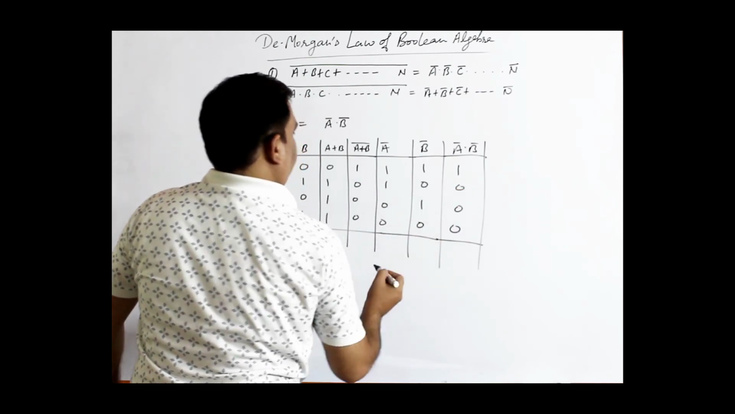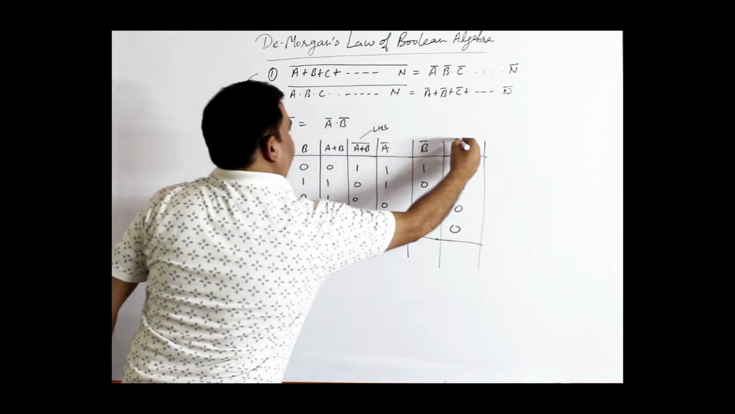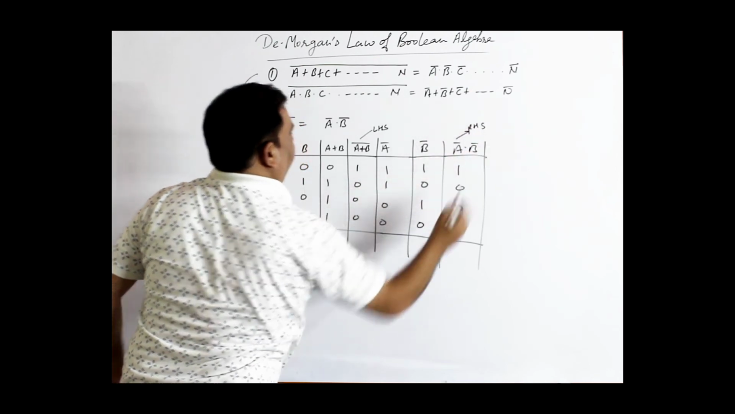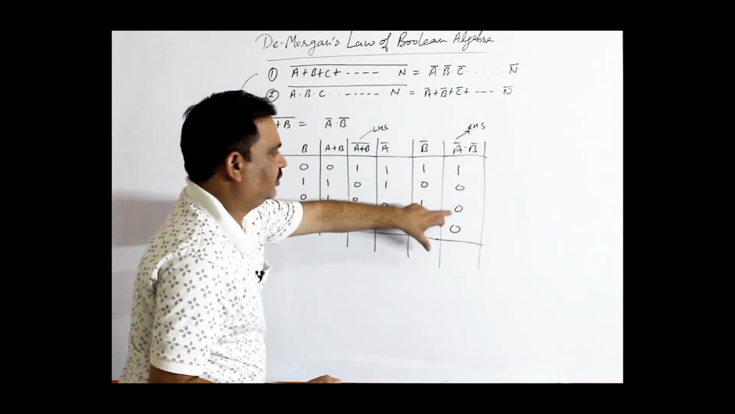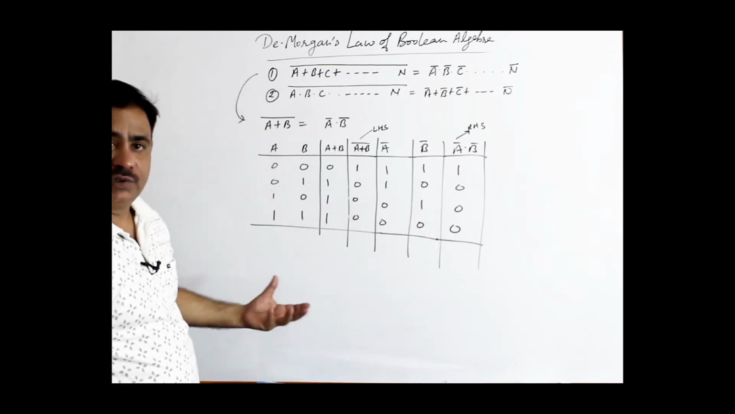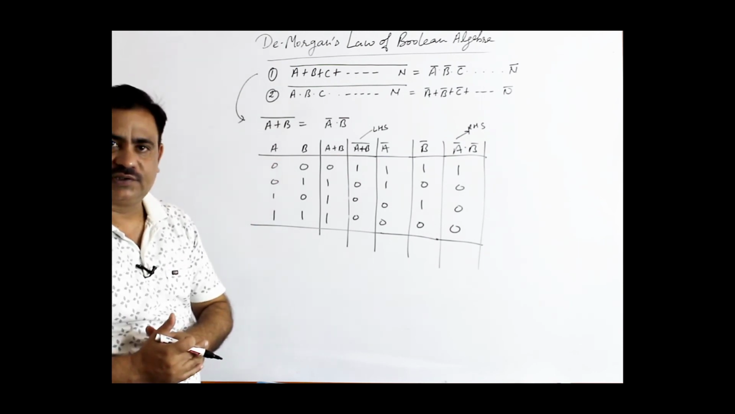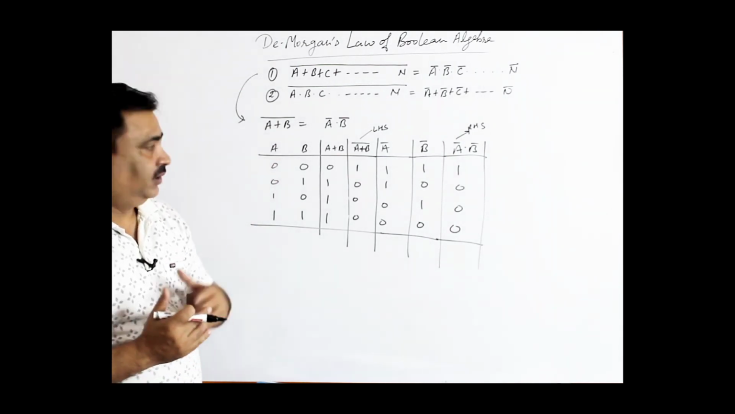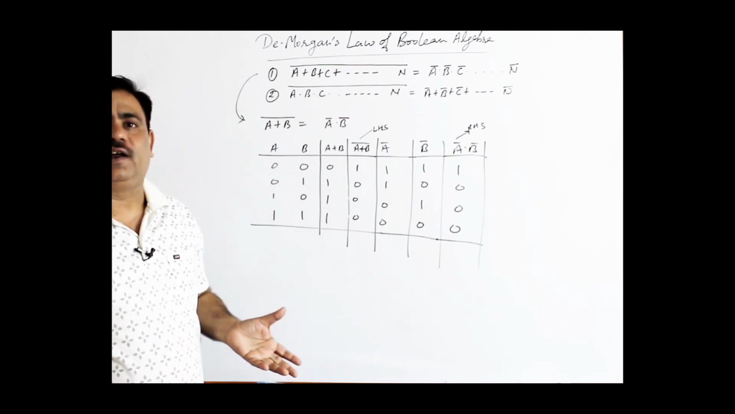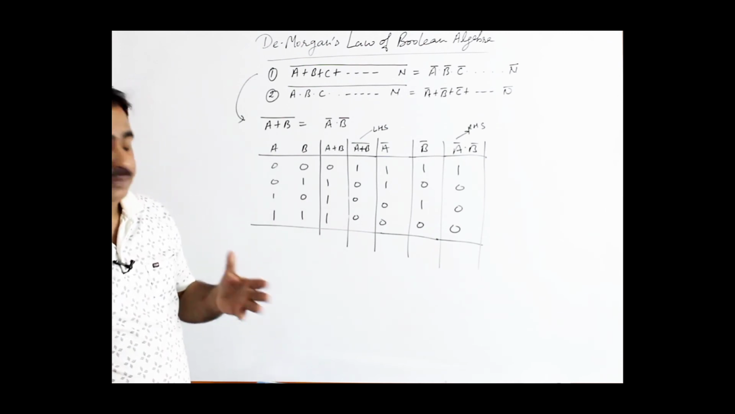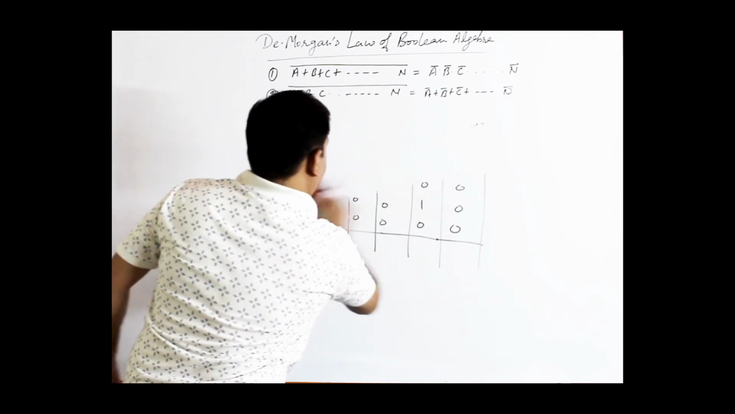You can see LHS equals RHS in all columns, 1 0 0 0 and 1 0 0 0, hence proved. In the same way you can also prove the second law of De Morgan's. This is with the help of a truth table. We can also prove it with the help of Boolean algebra, meaning algebraically.